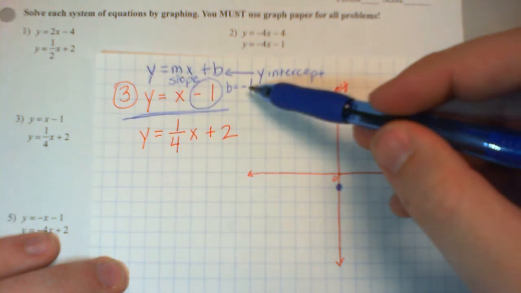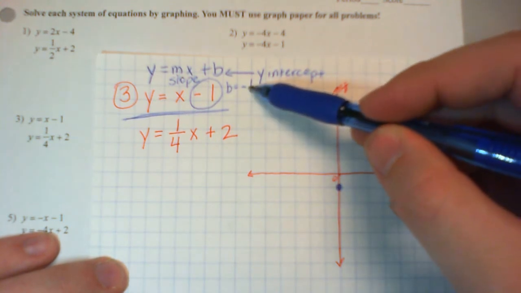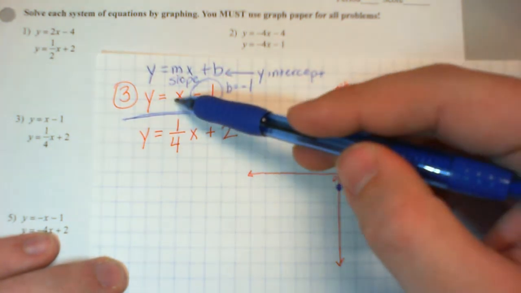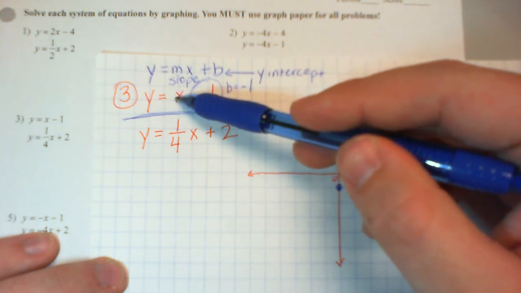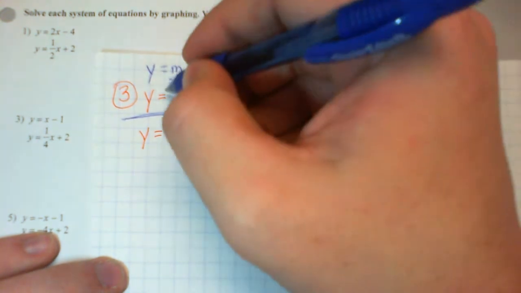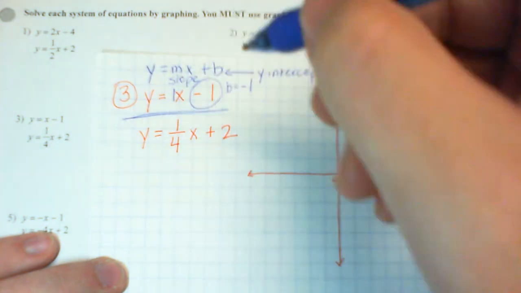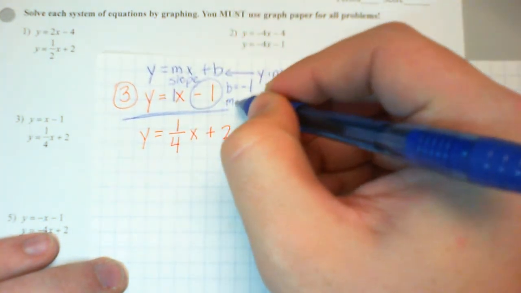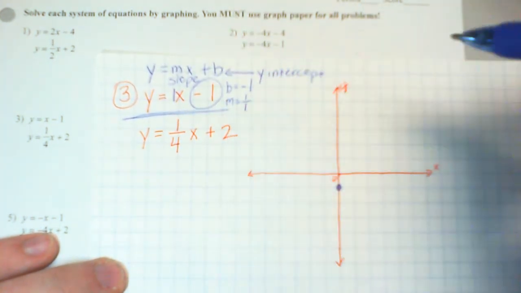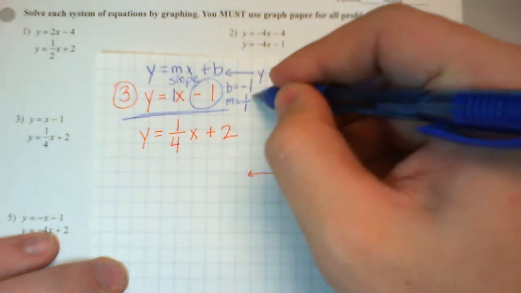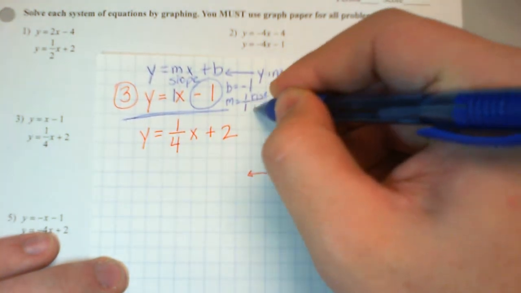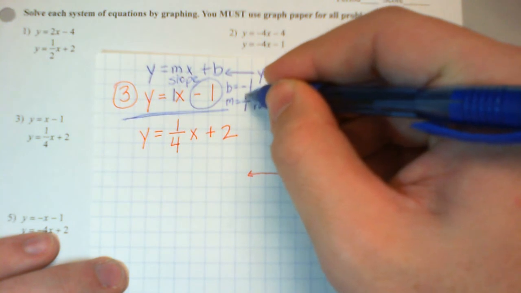Now after I find the y-intercept, I'm going to find the slope and plot it. The slope in this, well, there's nothing there in front of x, but we know in front of any variable is a 1. So the slope, which is m, is going to be equal to 1 over 1. This is also going to be my rise over my run. So I need to go up 1, right 1.